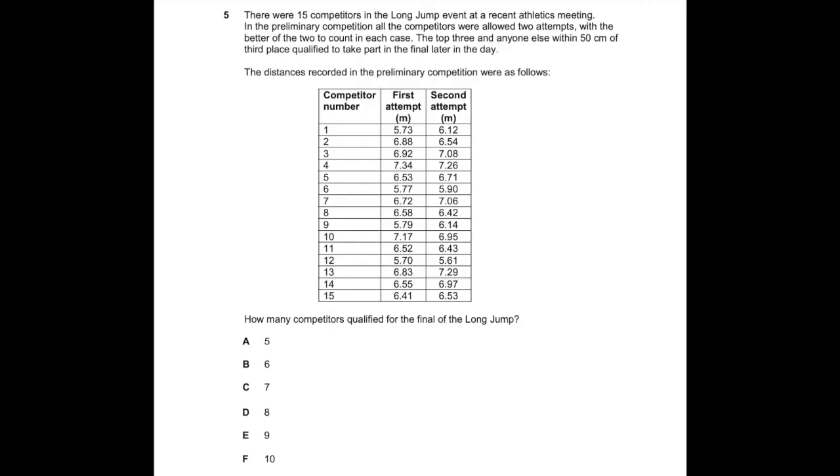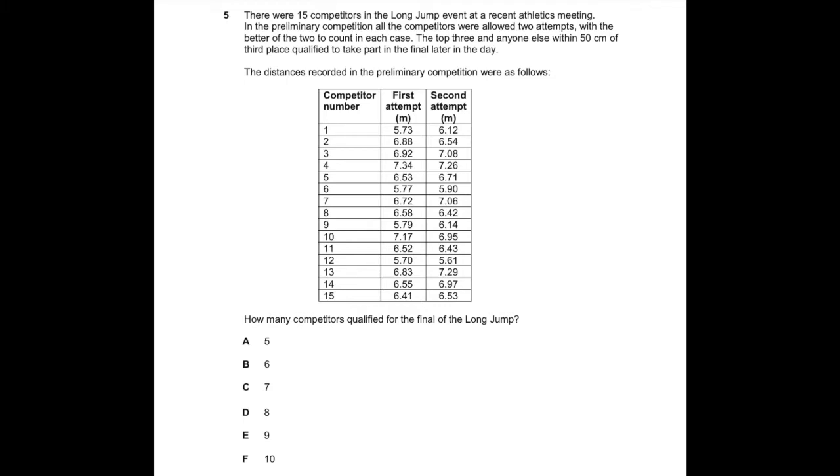Question 5. There were 15 competitors in the long jump event at a recent athletics meeting. In the preliminary competition, all the competitors were allowed 2 attempts, with the better of the 2 to count in each case. The top 3 and anyone else within 50 centimeters of third place qualified to take part in the final later in the day. The distances recorded in the preliminary competition were as follows. How many competitors qualified for the final of the long jump?